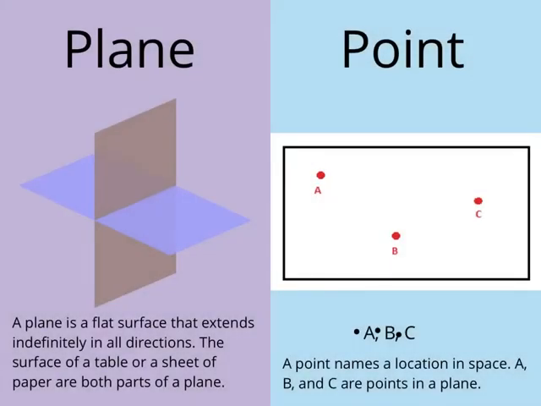Plane. A plane is a flat surface that extends indefinitely in all directions. The surface of a table or a sheet of paper are both parts of a plane. Point. A point names a location in space. A, B, and C are points in a plane.